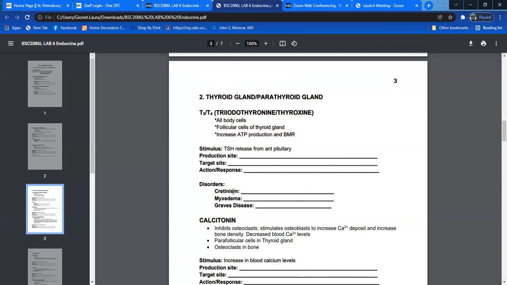All right, so we have different disorders. We have cretinism, myxedema, and Graves' disease. Cretinism is hypersecretion of T3, T4 in infants. Myxedema is hyposecretion of T3, T4 in adults, and Graves' disease is hypersecretion of T3, T4 in adults.